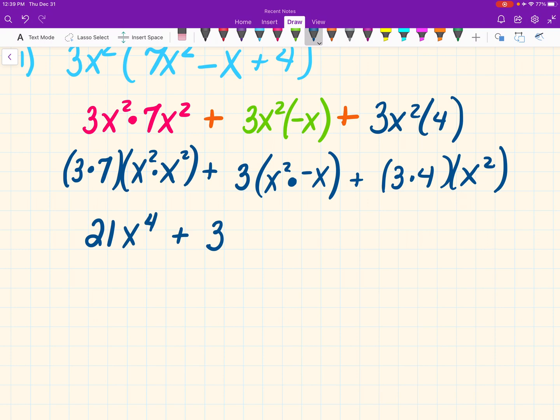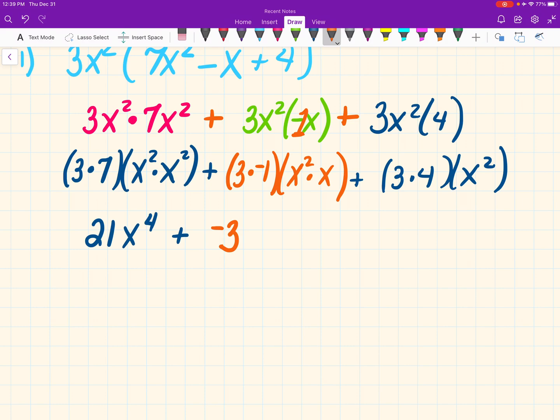Oh, you know what I should have done? Watch this. I really should have done this. Let me erase this middle term and show you what I should have done. This is really a negative 1, right? So when I rewrite it, it would be 3 times negative 1, x squared times x. That makes a little more sense to me. So 3 times negative 1 is negative 3. And then x squared times x, remember that x has an invisible 1 exponent, is really x to the 3rd.